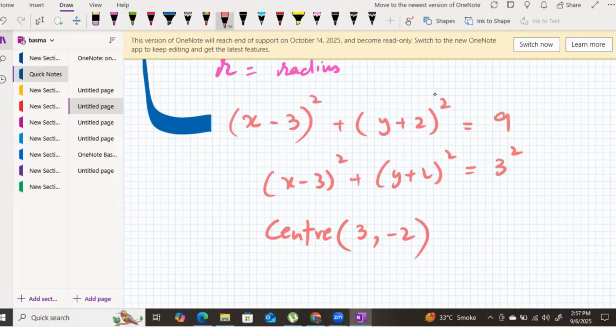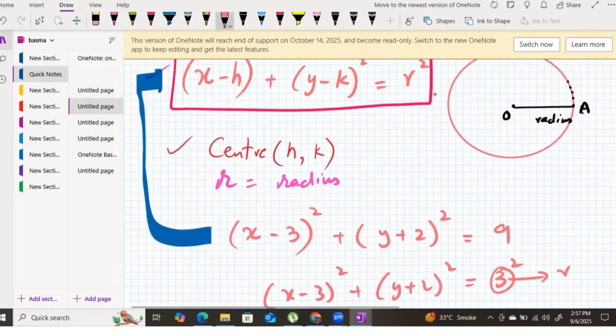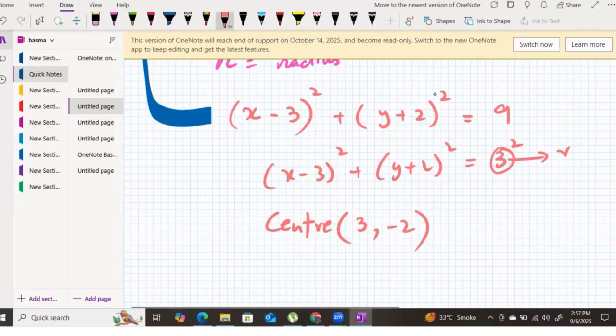And what would be the radius? See, it was 9 there. We want something with the square so that we can make it like r. If we resemble it with the above equation, it's the square of r. So we could write 9 as the square of 3. So now we can say the radius here is going to be 3.